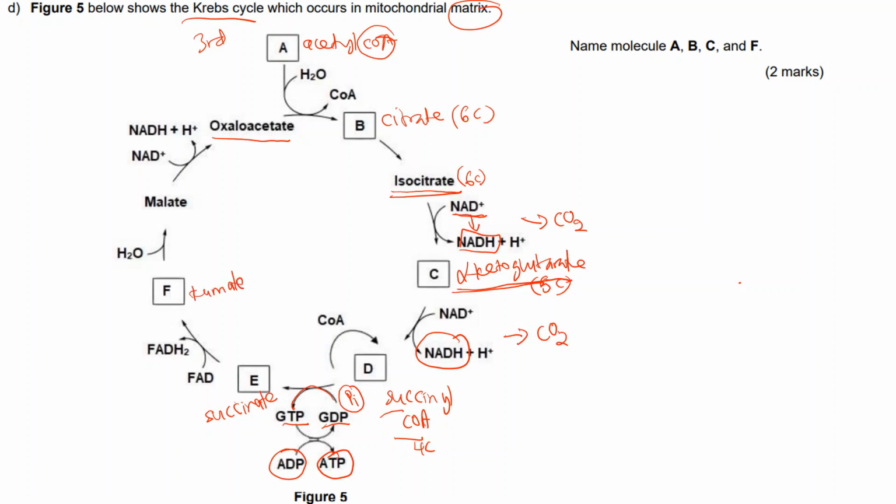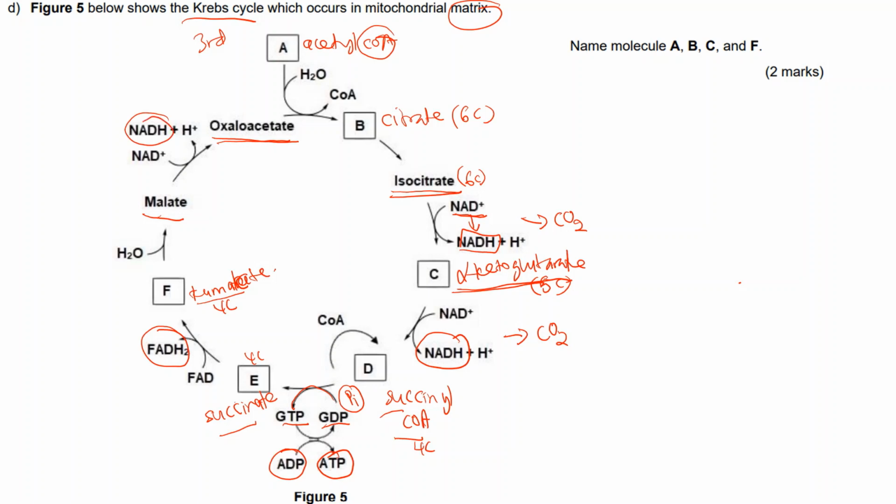Fumarate is a 4 carbon compound. Succinate is also a 4 carbon compound, and during the conversion of succinate to fumarate, one molecule of FADH2 is produced. Then fumarate will be converted into malate, and then malate will be oxidized to form oxaloacetate. During the conversion of malate to oxaloacetate, one molecule of NADH is produced.